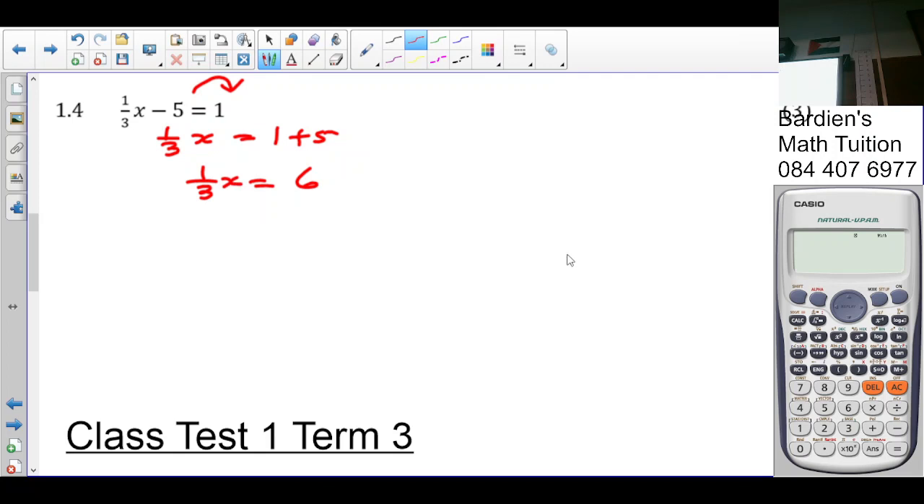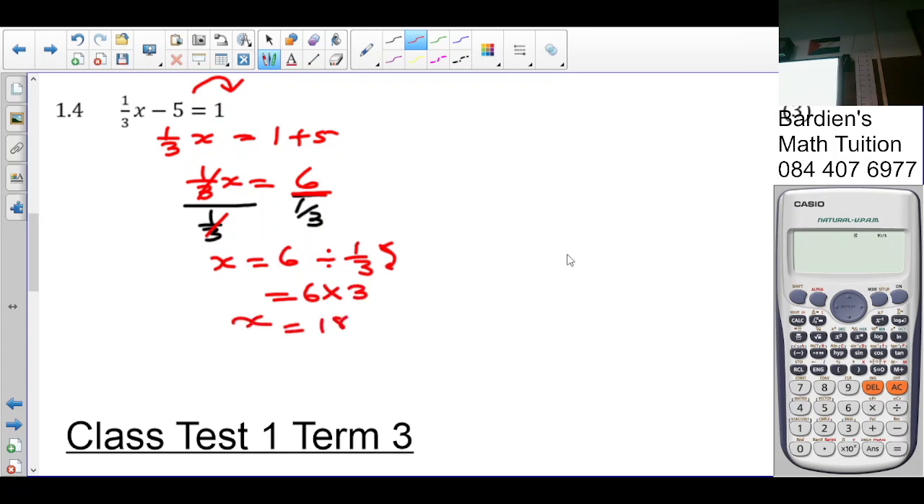So one of two things I can do. Either I divide by a third, and that cancels. So x is equal to 6 divided by a third. As we know, that is dividing, which becomes 6 times the reciprocal, 3 over 1, which is 3, which is 18. Or I could have said a third x is equal to 6. To get rid of that, I multiply by 3 over 1 both sides. That cancels. I've got x on its own, equal to 18. Either way, you're going to get the full mark. Okay?